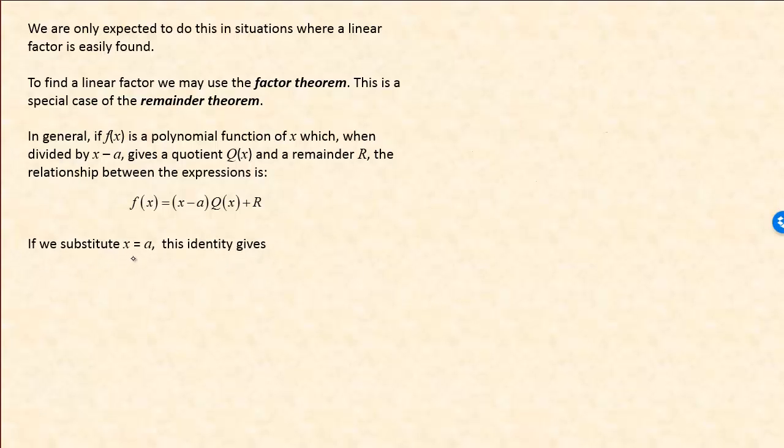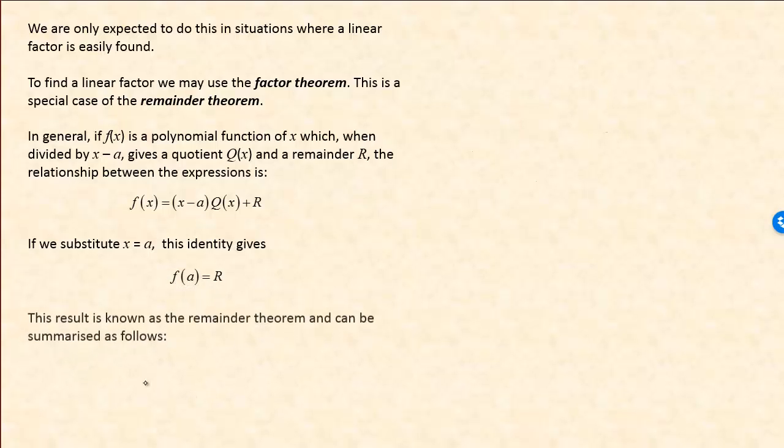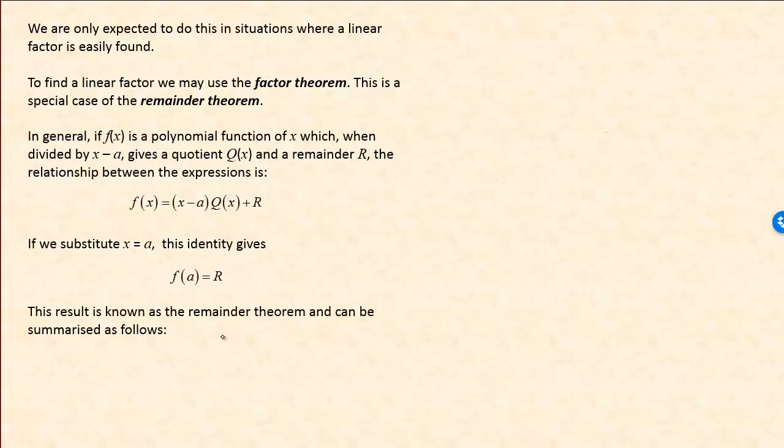If we substitute x equals a into this, we get a minus a here. A minus a is 0. 0 times anything is 0. So we just get left with r. So we can say that f of a is equal to r. This result is known as the remainder theorem and can be summarized as follows. When f of x is divided by x minus a, the remainder is f of a.